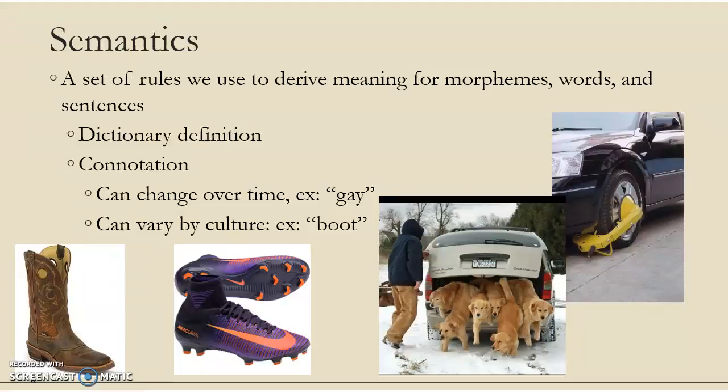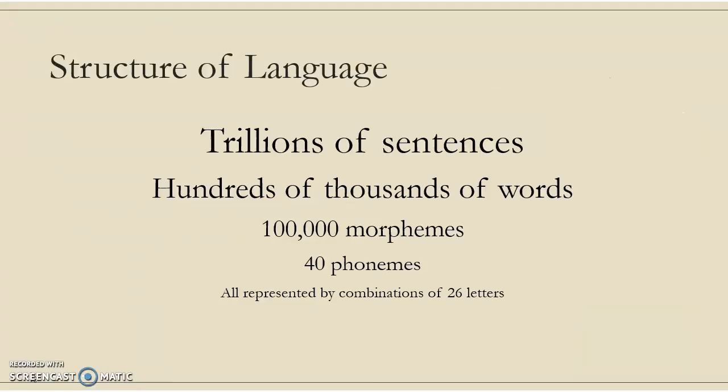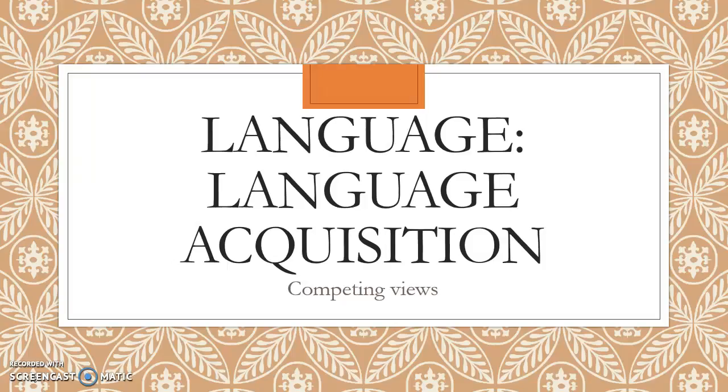All right, so connotation, semantics changes across time and culture. And this slide is just kind of showing you the structure of language. We have trillions of sentences in the English language, hundreds of thousands of words, 100,000 morphemes, 40 phonemes, and all of those are represented by a combination of 26 letters. So we went from a trillion to 26 pretty quickly. So now we're going to talk about how language is acquired.